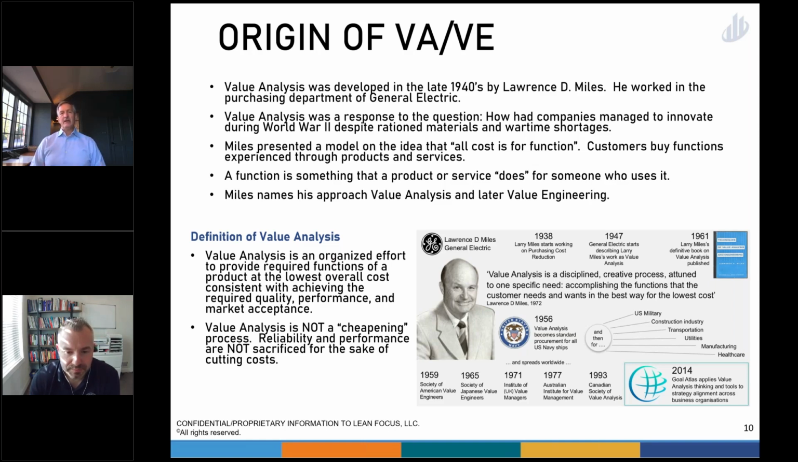But the idea of value analysis is that it's an organized effort to go through and look at the functions of a product and find what's the lowest overall cost I can provide these functions at the required level of quality and performance that's accepted by the market. So it's not about just making the product cheaper, because sometimes you get into pure cost reduction initiatives, and you end up going too far and create a quality problem, and that can cause damage to your brand and your long-term business prospects.